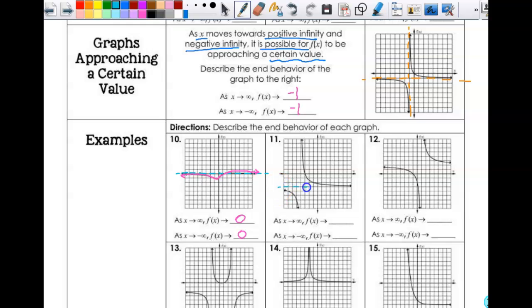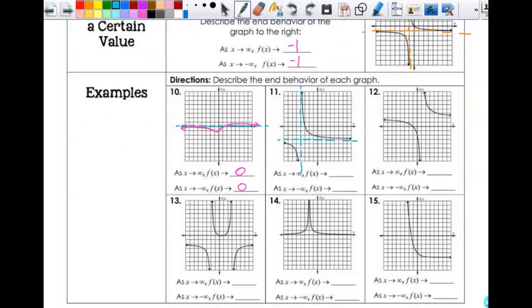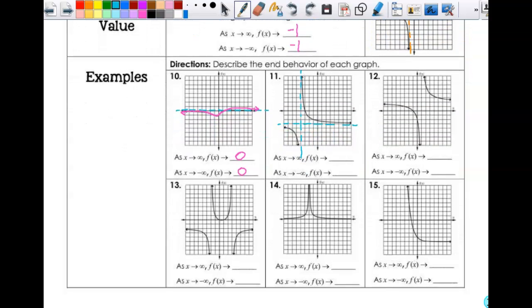Number 11, we have an asymptote here and here. So as x approaches infinity, what does f of x approach? Negative 3. As x gets bigger and bigger and bigger, your y value is approaching this asymptote, which is at negative 3. And then as x approaches negative infinity, your y is coming up underneath this asymptote, and it's also approaching negative 3. Does that make sense?